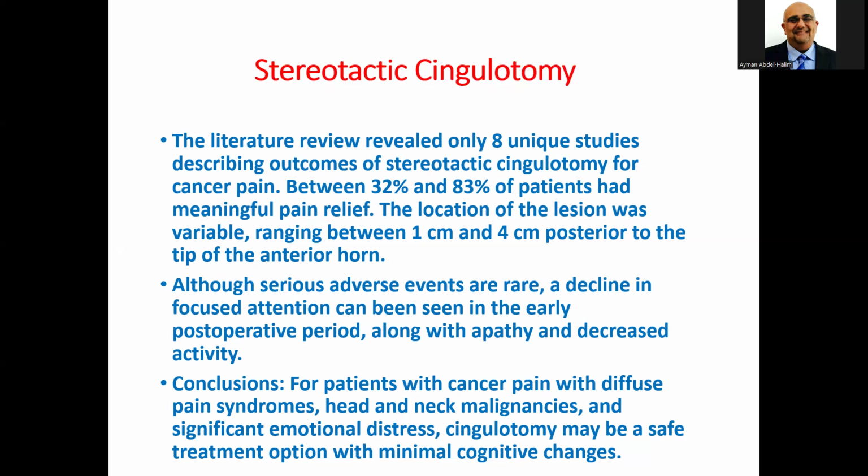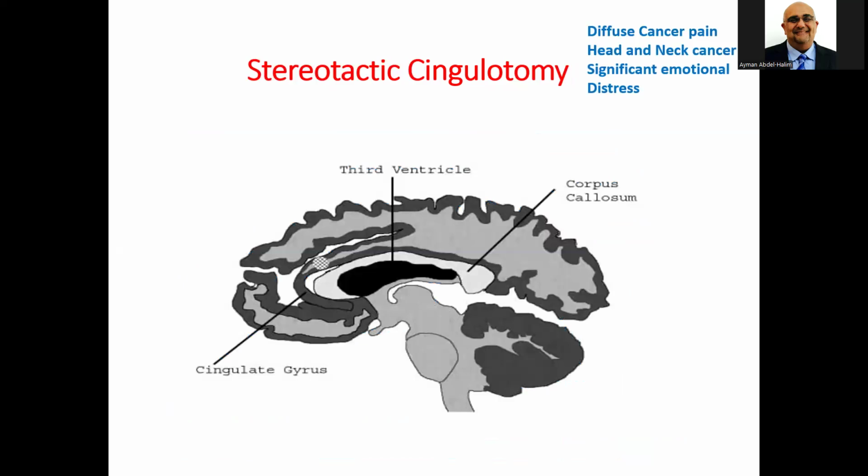of procedures. So anyway, the stereotactic cingulotomy is used when you have diffuse metastatic pain, and on top of this, you have a huge emotional component to the pain. Because as you know, the cingulate gyrus is basically responsible for the emotional aspect of the pain here. Okay.